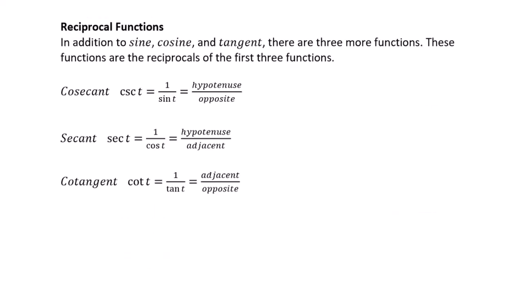Reciprocal functions. In addition to sine, cosine, and tangent, there are three more functions. These functions are the reciprocals of the first three functions. Cosecant of t is 1 over the sine of t. It ends up being the hypotenuse divided by the opposite side. Secant of t is the reciprocal of cosine t, so that's the hypotenuse divided by the adjacent. Cotangent is the reciprocal of tangent t, so that is the adjacent side divided by the opposite side.